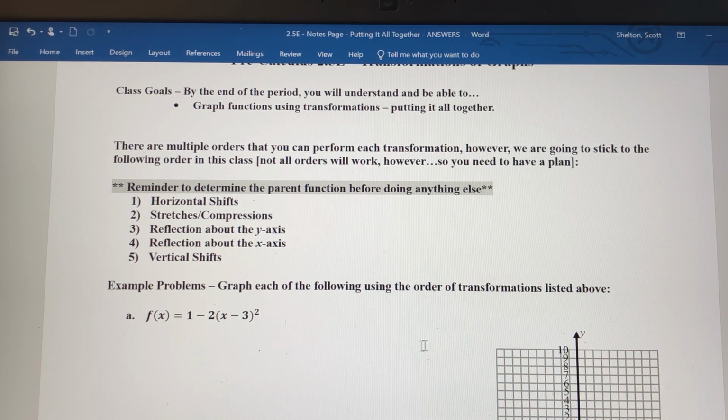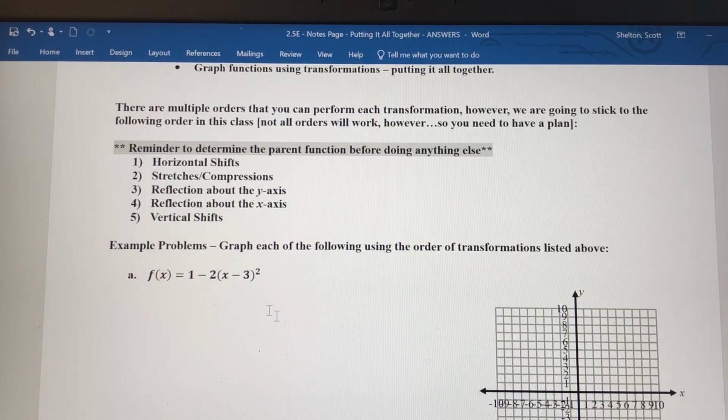Okay, so the order that I've set for us to use, we're going to do horizontal shifts first. We're going to do any stretches or compressions, horizontal or vertical, next. Then we're going to do a reflection about the y-axis if it's present. Then we'll do a reflection about the x-axis if that's present. And we're going to end up with vertical shifts, okay? So with this order in mind, let's look at this function, okay? f of x equals 1 minus 2 times the quantity x minus 3 to the second power.